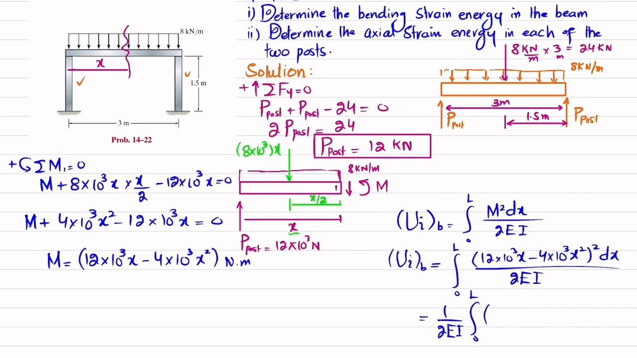So 12 into 10 to the power 3 squared will be 144 into 10 to the power 6 x square, plus 4 into 10 to the power 3 squared will be 16 into 10 to the power 6 x power 4, minus 2 times this term multiplied by this term. I will directly write it, this will give you minus 96 into 10 to the power 6 x cube into dx. That will be equal to strain energy due to bending.